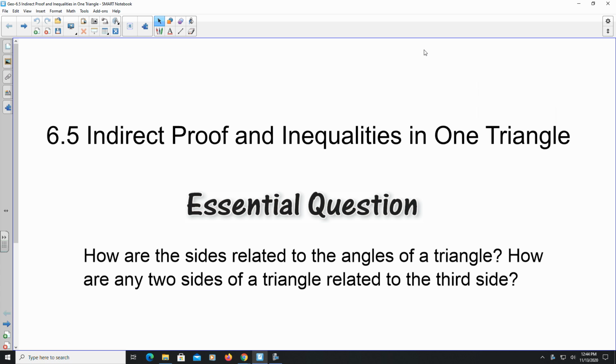Welcome to the video. In this lesson, we're going to be looking at section 6.5, where we're going to use indirect proof and inequalities in one triangle. First off, we are going to learn how to write an indirect proof. And then after that, we're going to look at characteristics of inequalities in triangles.